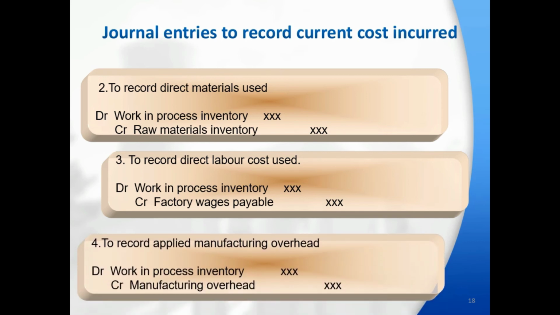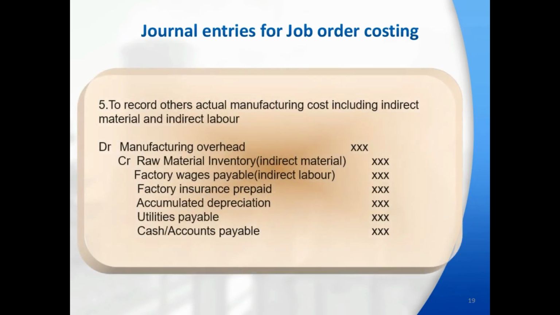To record applied manufacturing overhead, debit work in process inventory and credit manufacturing overhead. Next, to record other actual manufacturing costs including indirect materials and indirect labor, debit manufacturing overhead, credit raw materials inventory, credit factory wages payable, credit factory insurance prepaid, credit accumulated depreciation, credit utilities payable, credit cash or accounts payable. This depends on the transaction.